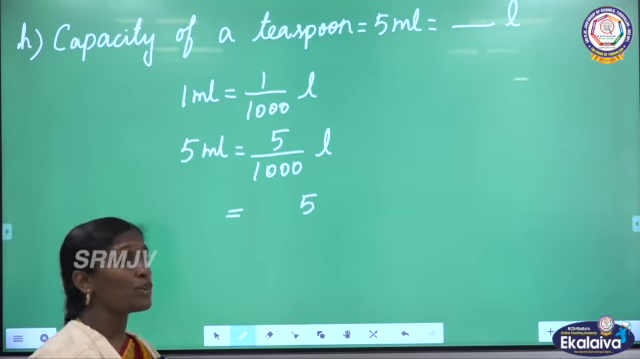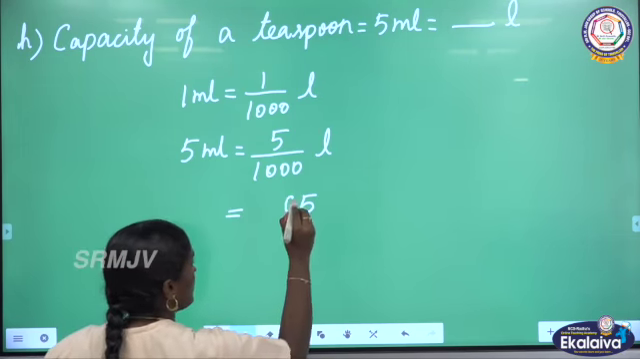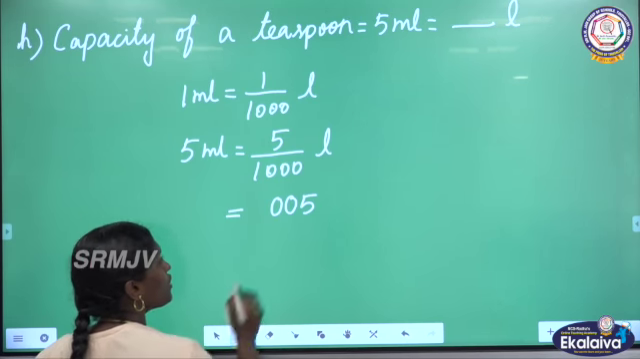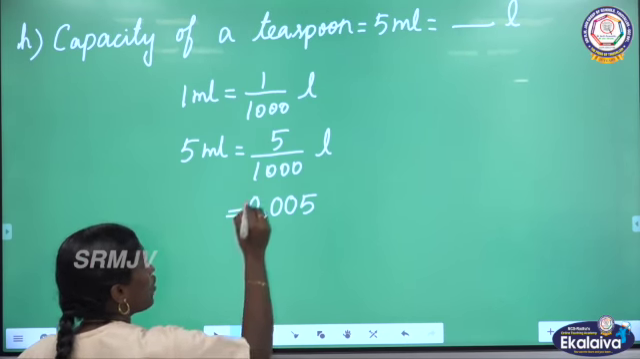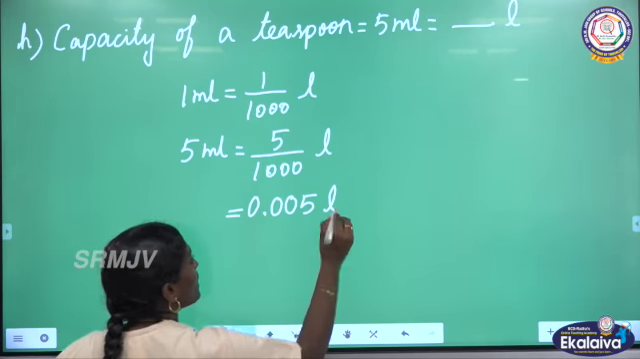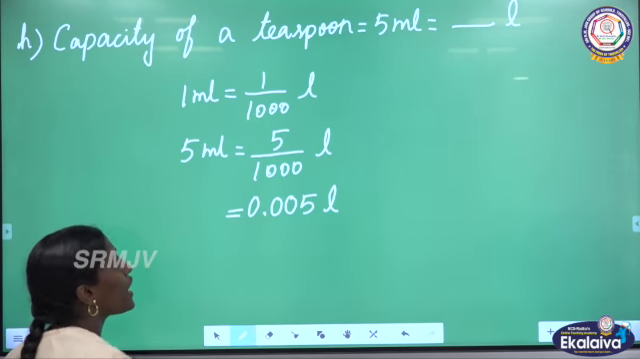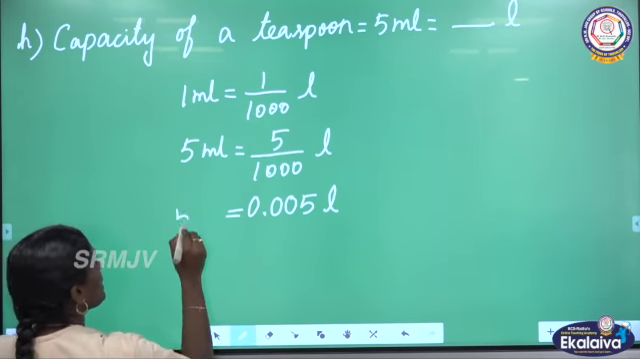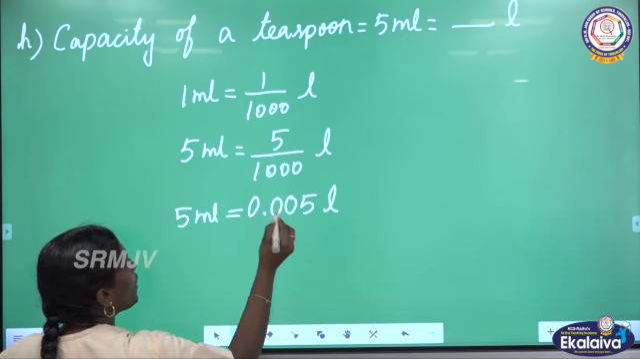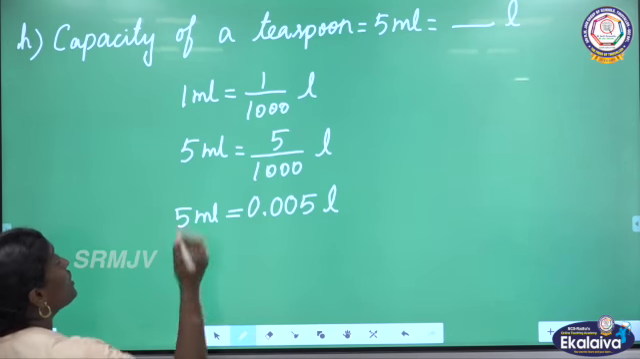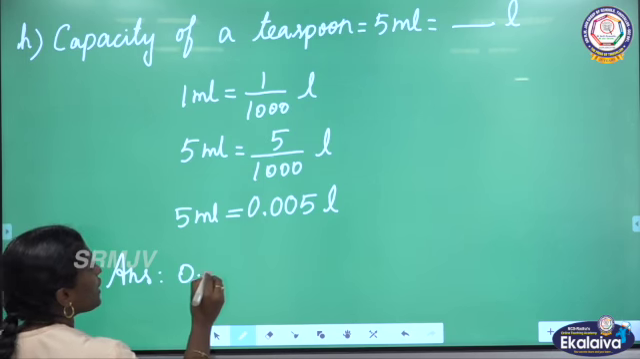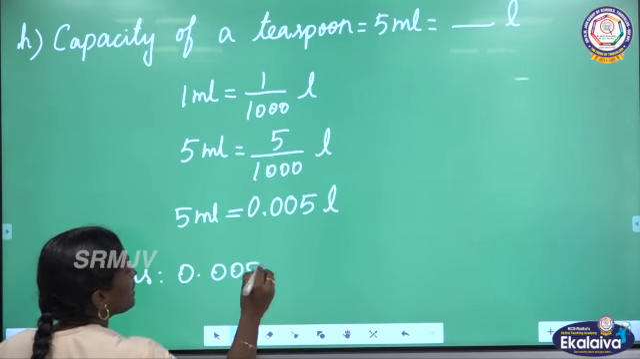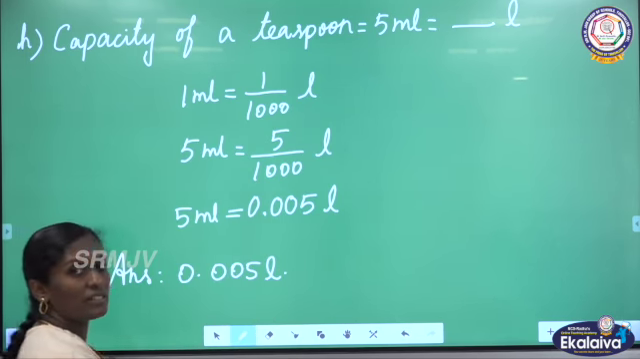We need two more places. For that, in front of the number we have to add two zeros and then we have to keep the decimal point. The whole number part is 0. So that is 0.005 liter. 5 milliliter is equal to 0.005 liter. So the capacity of the teaspoon is 0.005 liter. Is it clear, children?